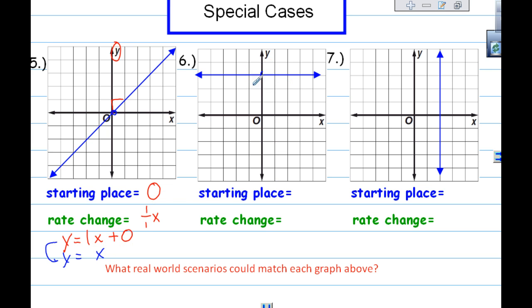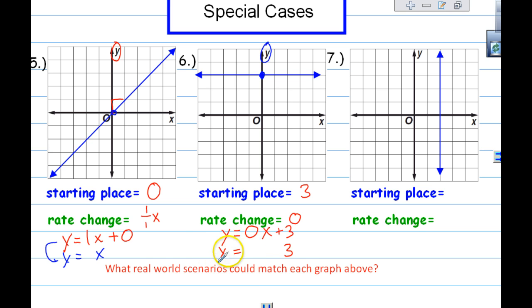What's the starting point here? Where does it cross the y-axis? 3. The slope, is it going up or down? No, it's just 0. So if we put this in the right form, it'd be y equals 0x plus 3. But again, we don't write 0x. We don't write it at all because 0 is the coefficient. You just write y equals 3.